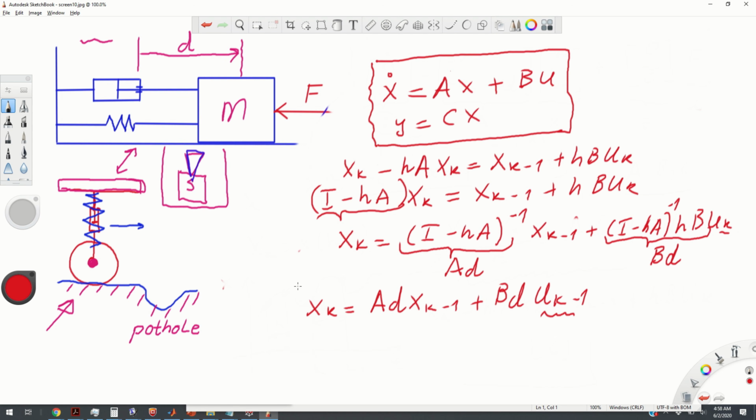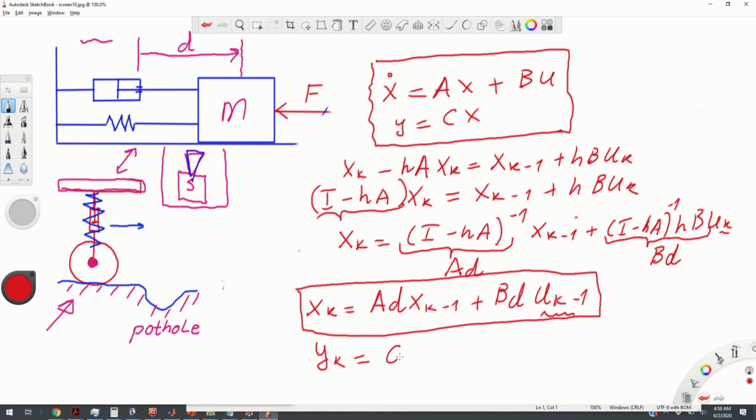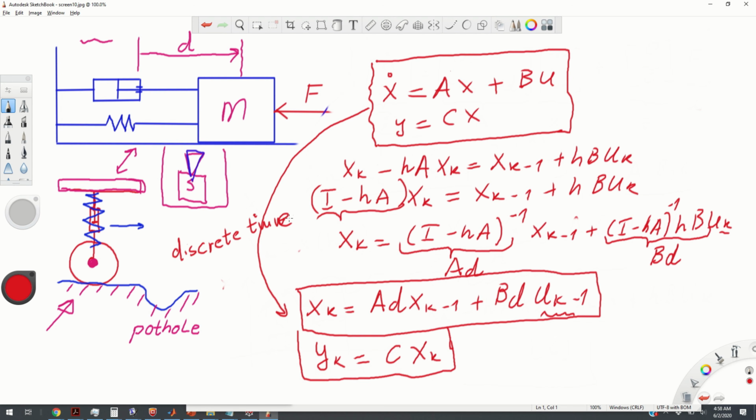Okay, now this is our discrete time state equation, and the output equation in discrete time takes this form without any modification. So this is our discrete time system representation, and this system representation is convenient for defining the estimation problems.